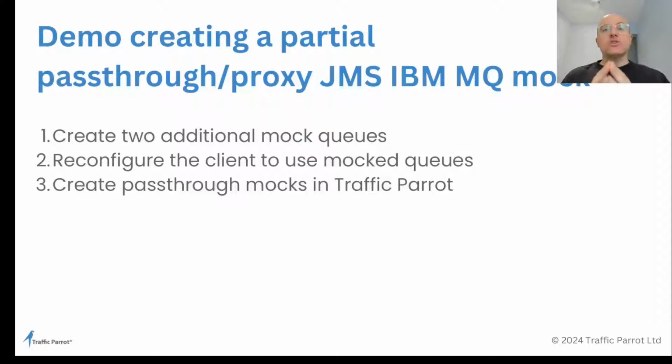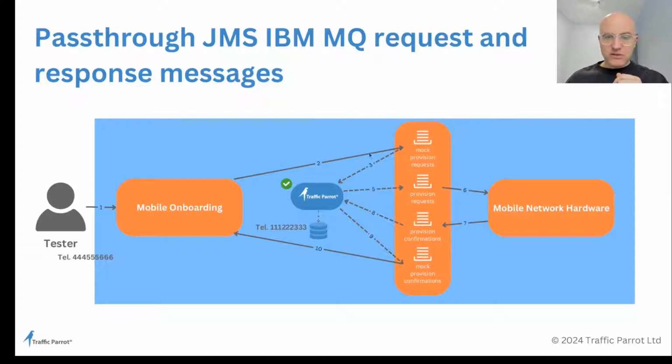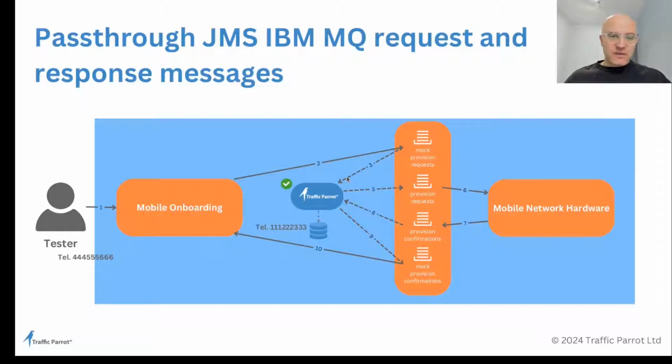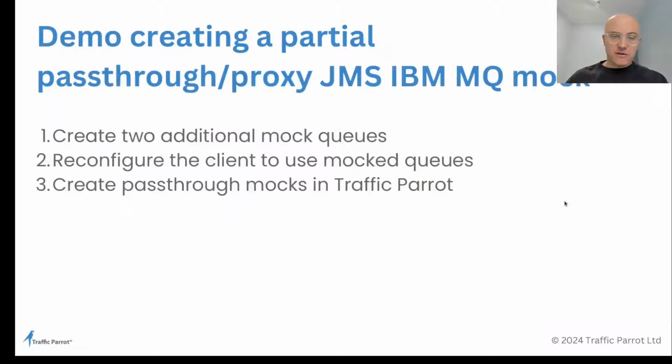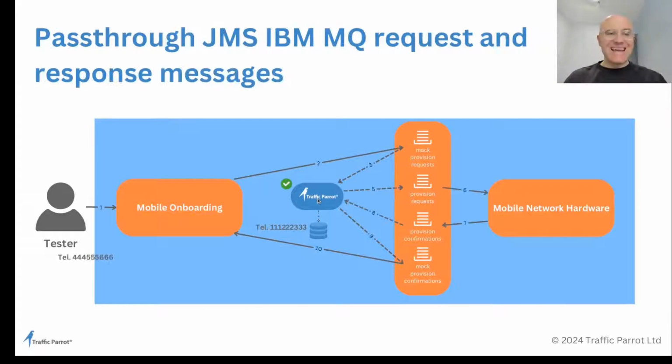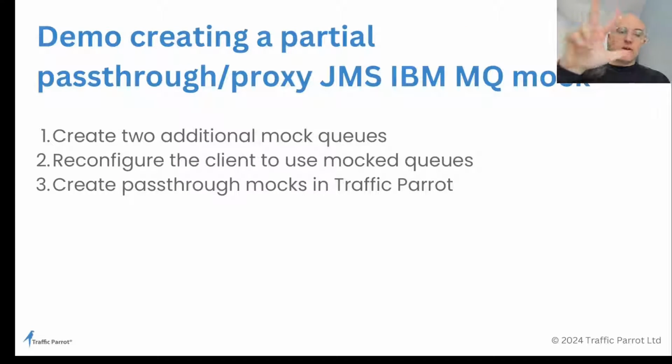Okay. So how do we implement this in Traffic Parrot? There are 3 steps. Create 2 additional mock queues, the mock provision requests and mock provision confirmations queues, so that we can do this pass-through. Then reconfigure the client to use the mocked queues. So the mobile onboarding service needs to use the mocked queues, and real queues are still used by the backend server. And the 3rd step is to create pass-through mocks in Traffic Parrot. So we'll need to create a mock for the mocked data and a pass-through mapping in Traffic Parrot that passes through everything else. Okay, those are the only 3 steps.